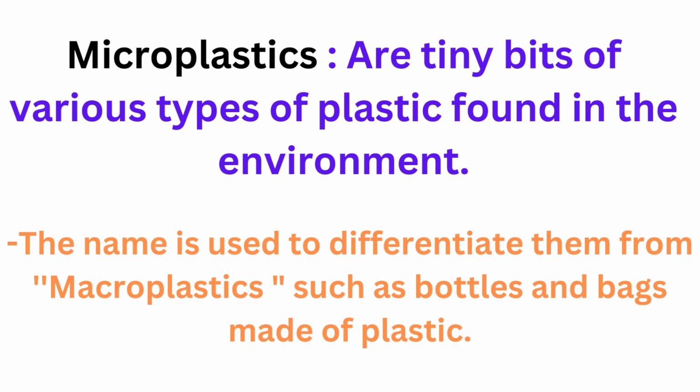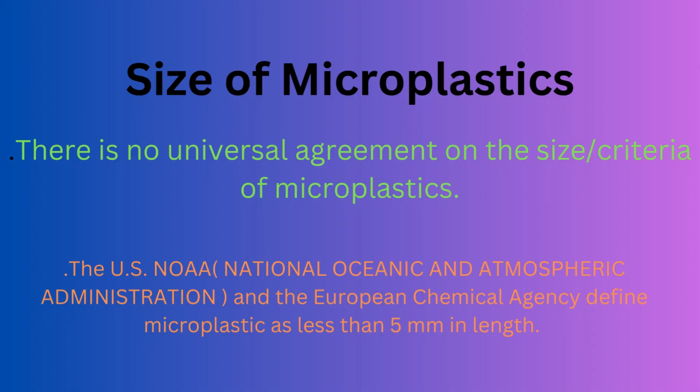This is a definition of microplastics. The name is used to differentiate them from macroplastics. So one is microplastics and the other one is macroplastics, such as bottles and bags, which are made of plastics. So what is the size of microplastics?